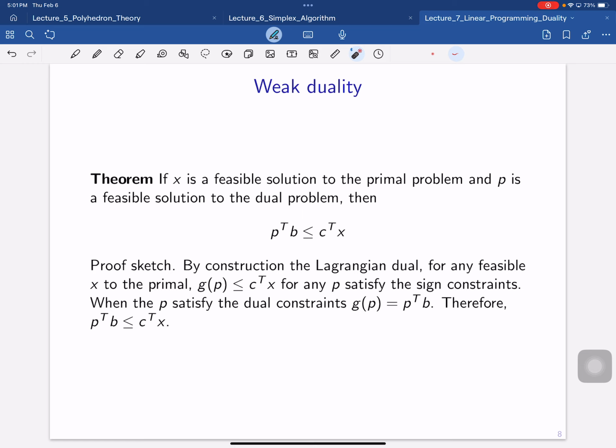It says if x is a feasible solution to the primal problem and p is a feasible solution to the dual problem, then the dual objective is a lower bound of the primal objective.